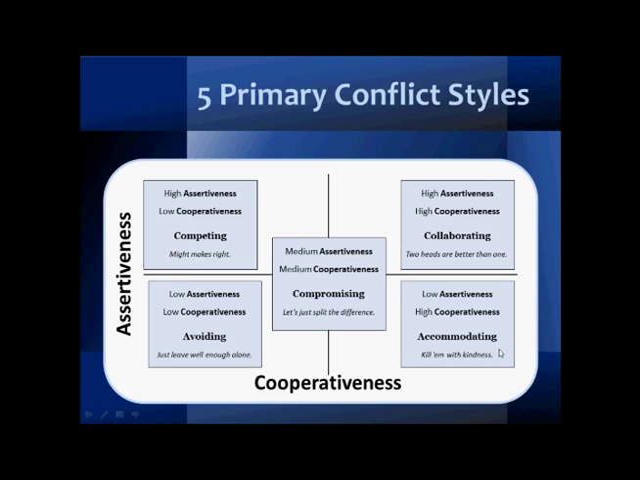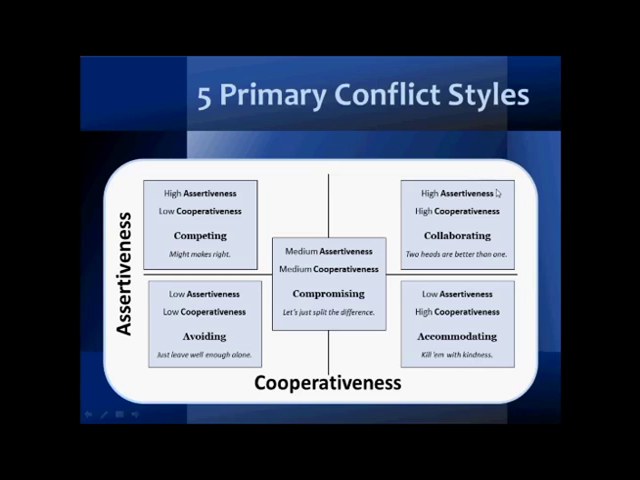Here in the lower right-hand corner, this particular conflict style is accommodating, and it's where you have a high degree of cooperativeness. You really, really want to work with the other person, so much so that you might be very low in asserting your own needs. Kill 'em with kindness is the way that I'm going to choose to describe accommodating.